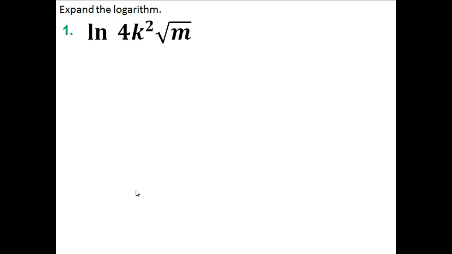We're asked to expand this logarithm, and it looks fairly complicated. It's not too bad as long as we go through each step individually. So let's go through that right now. This one is a natural log, but the same rules apply for this one as they do for other logarithms, no matter what their bases are.